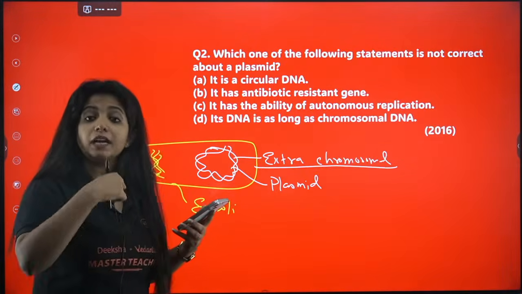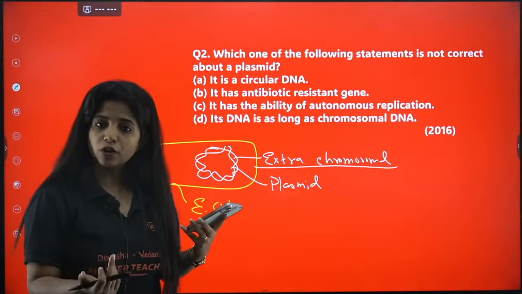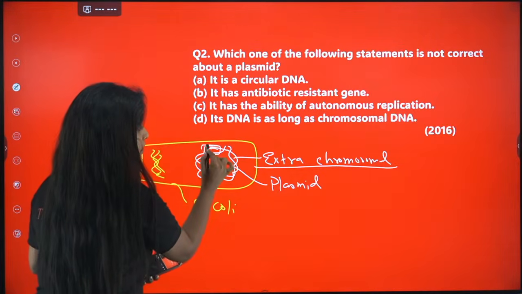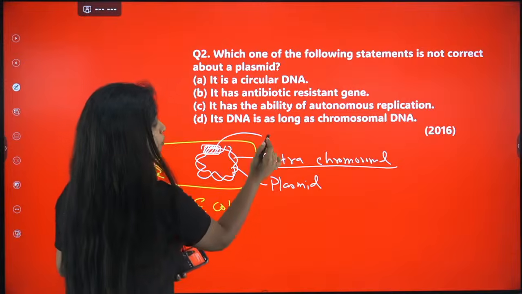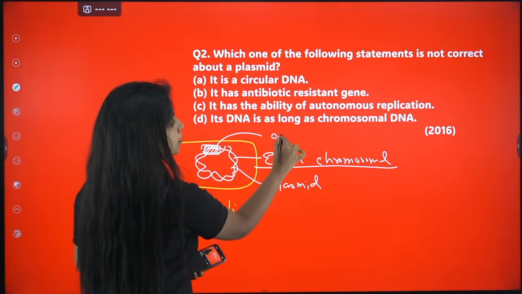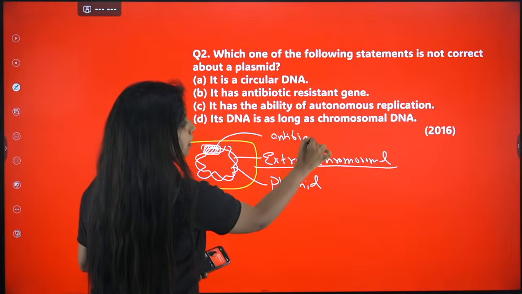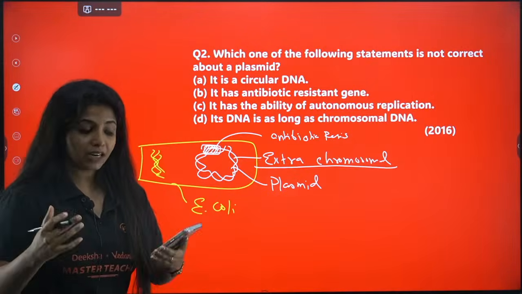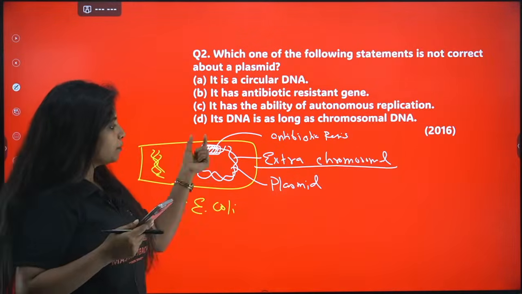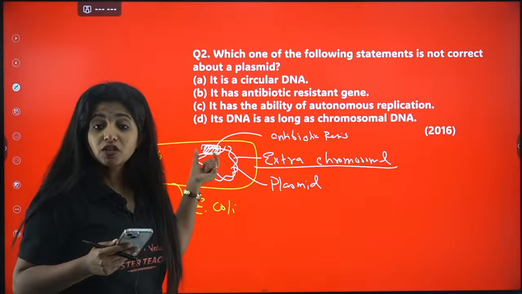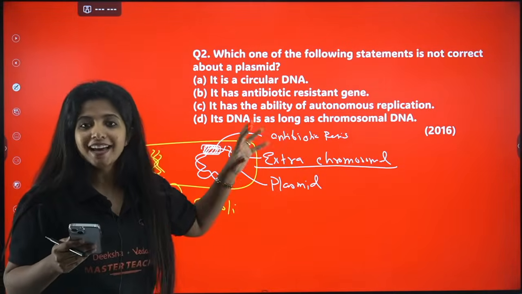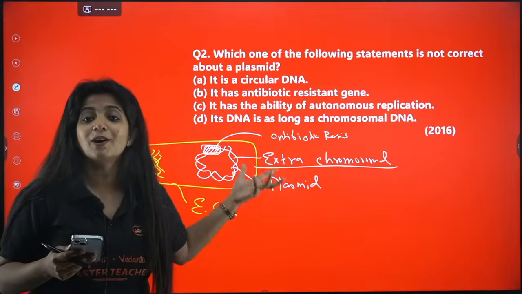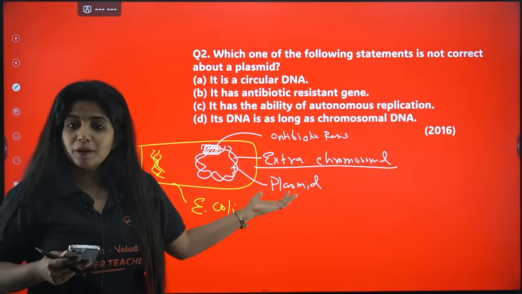It can replicate by itself. Okay, it is extra chromosomal. It might sometimes have genes that provide the E. coli antibiotic resistance. Antibiotic resistance means, for example, name an antibiotic. Let's take ampicillin. Suppose this particular E. coli's plasmid has the gene for ampicillin resistance, then I can grow the E. coli in ampicillin medium also. Why? Because it is resistant to that. So isn't it pretty great?